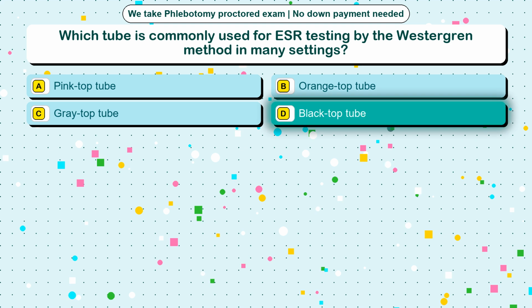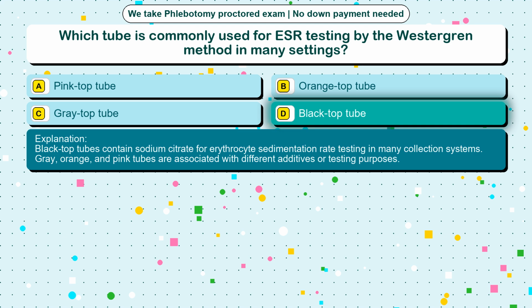The correct answer is option D. Black top tube. Black top tubes contain sodium citrate for erythrocyte sedimentation rate testing in many collection systems. Gray, orange, and pink tubes are associated with different additives or testing purposes. Question 74.